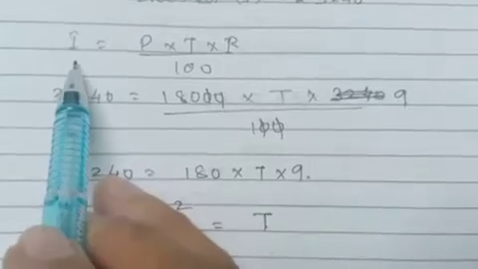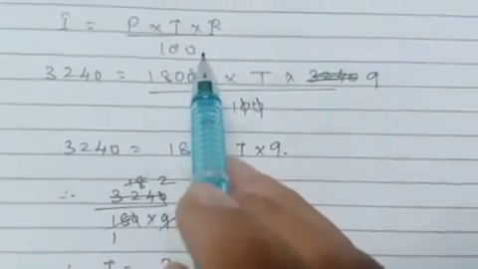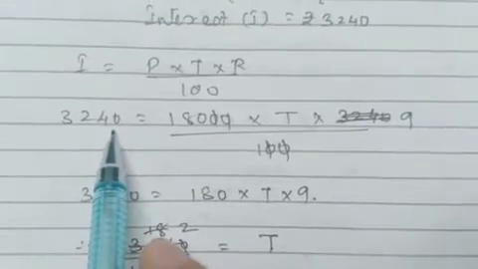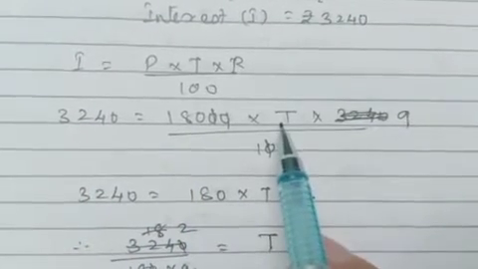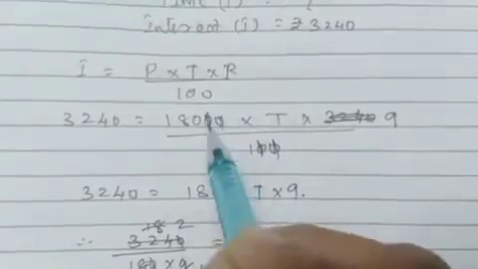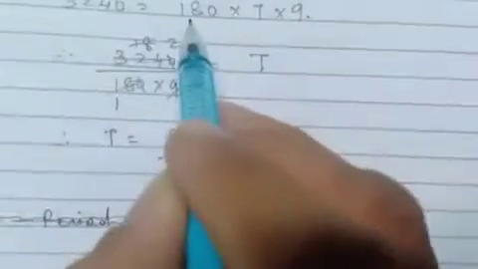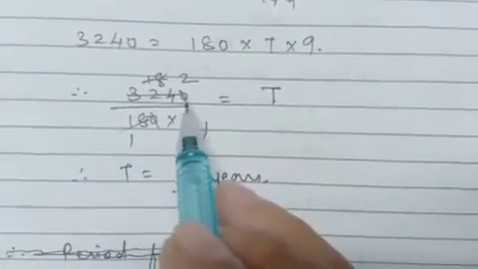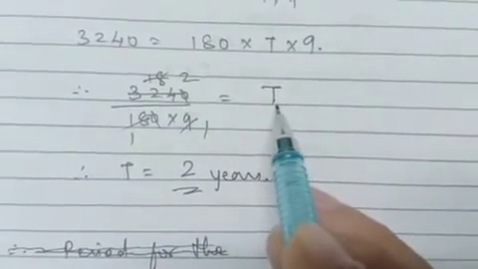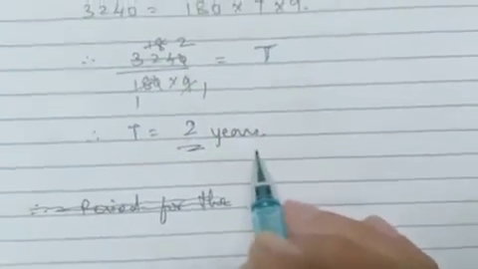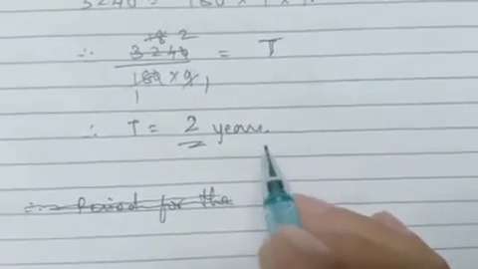So interest is equal to P into T into R upon 100. The formula remains same. I will substitute the values. Interest 3,240, principal 18,000 into T into R, that is 9 upon 100. 0 gets cancelled. So we have 3,240 is equal to 180 into T into 9. Therefore 3,240 upon 180 into 9 is equal to T, that is time, the number of years. So when we calculate this we get 2. T is equal to 2 years. Therefore interest was paid 3,240 for 2 years.